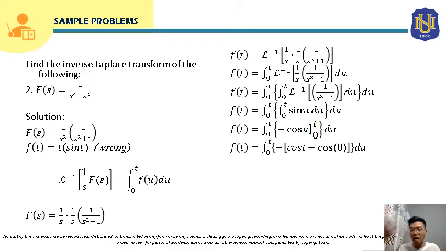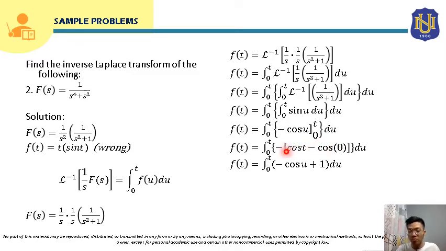So substituting the upper limit to variable u, this will become cosine t. We just factor out negative here. Minus cosine, we substitute the lower limit, which is 0, to variable u. So that will be cosine 0. Simplifying this, this will become negative cosine t plus cosine of 0. The cosine of 0 is 1.